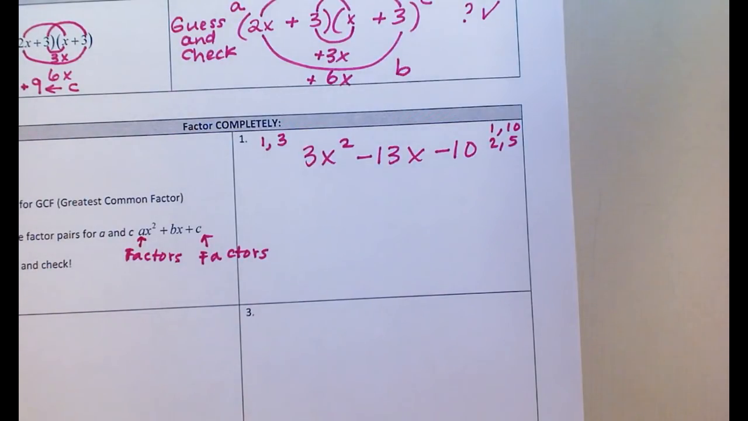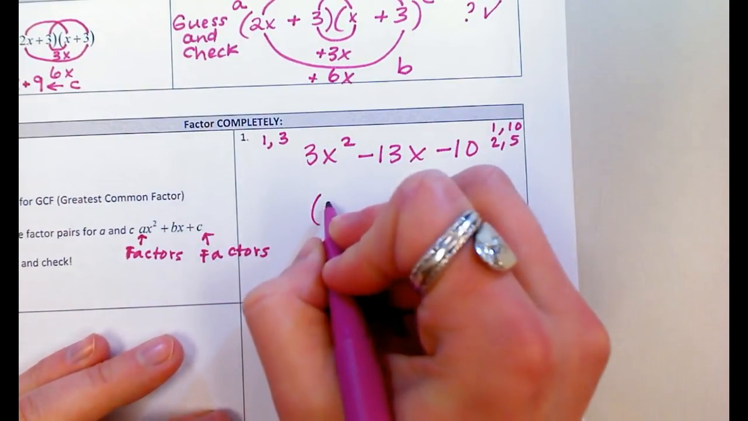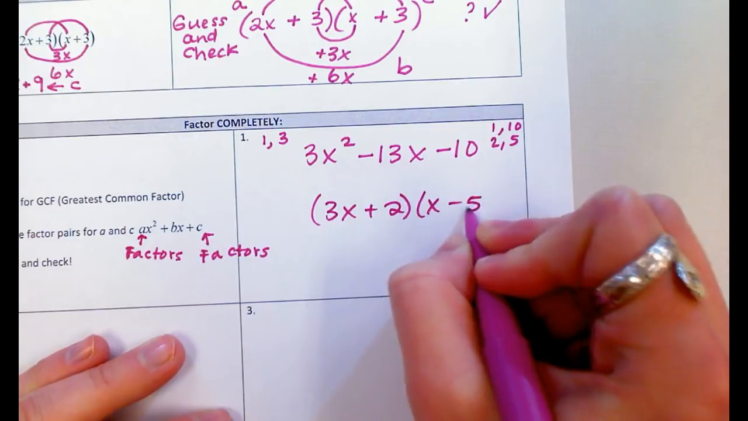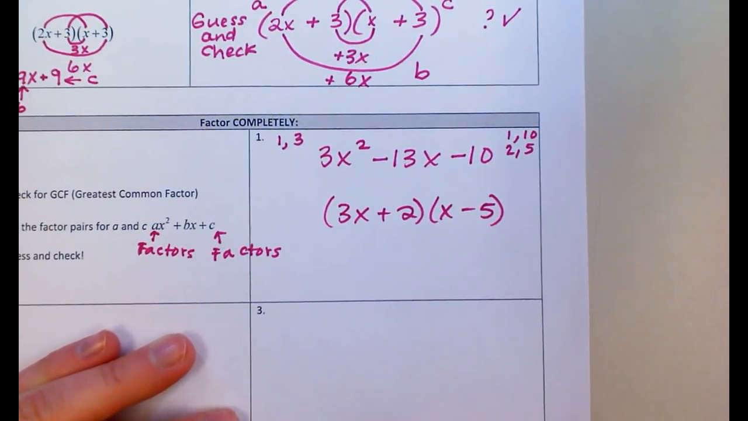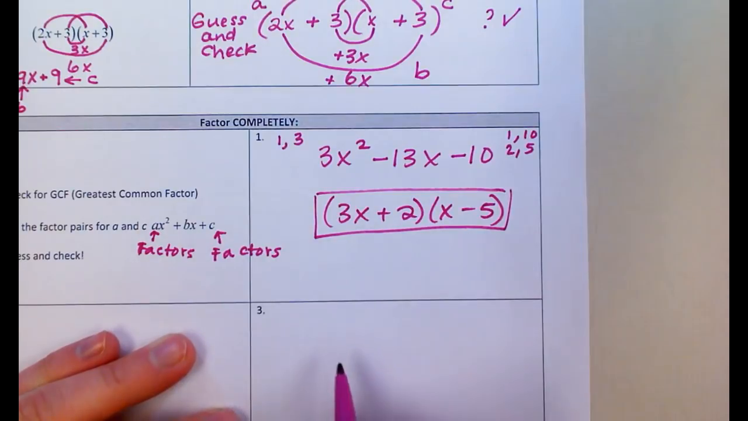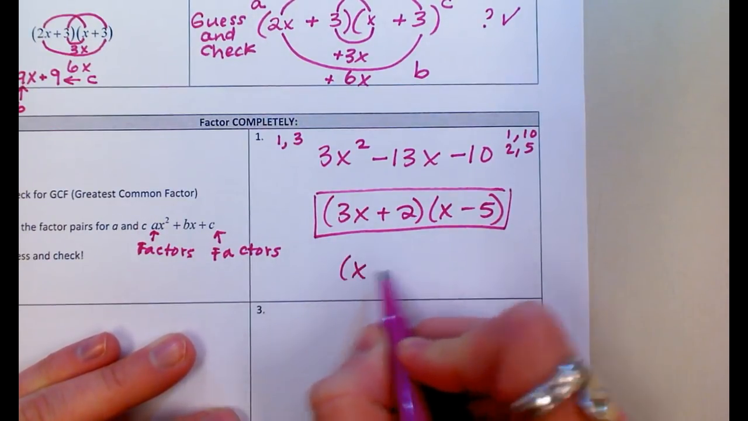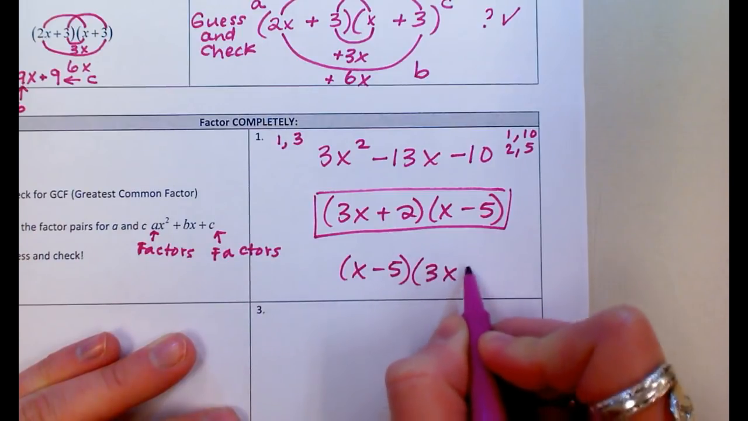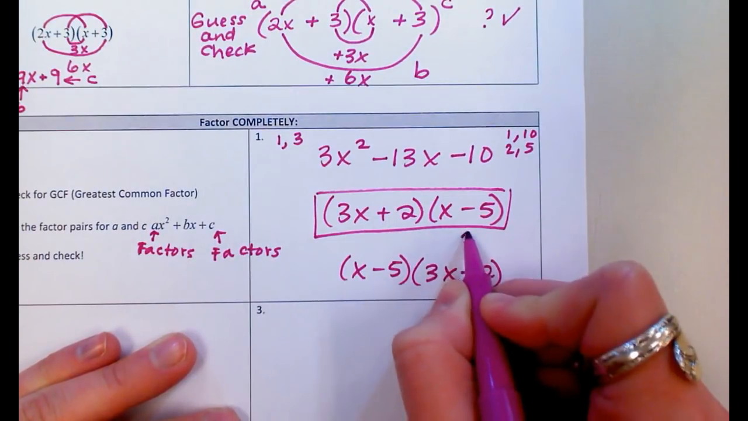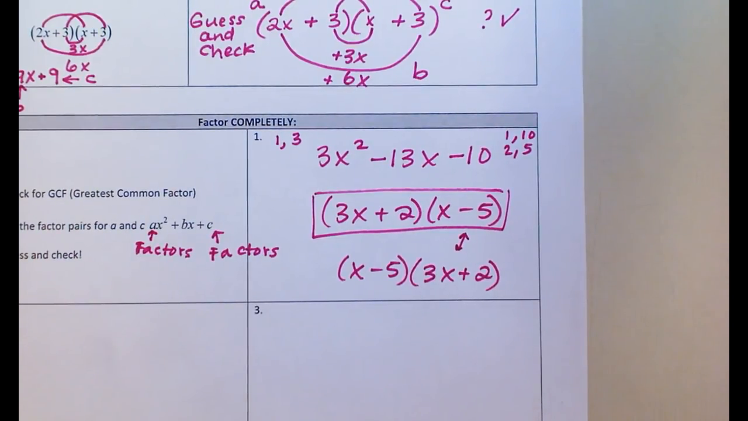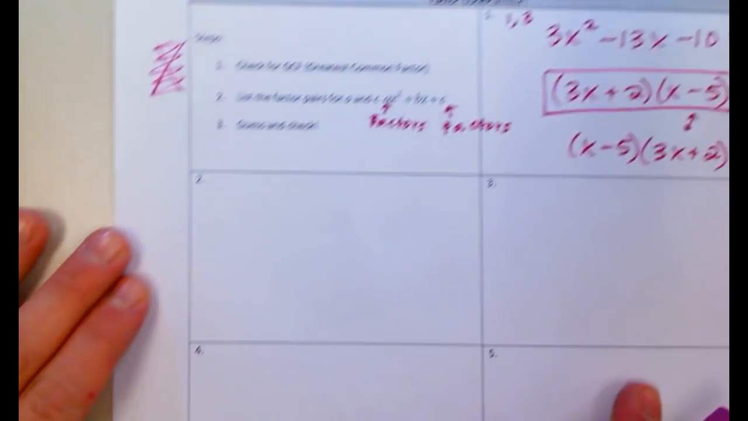So the two factors that answered this one were 3x plus 2 and x minus 5. This is our answer for our factors. Remember, factors can be written in any order. So you could also have x minus 5 times 3x plus 2. These are the same exact answers. All right, so it's a little bit of a process, but I think we can do it.